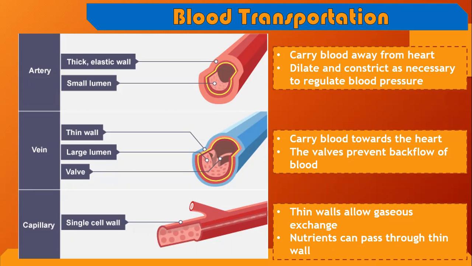The final vessel that you need to know about is the capillaries. These distribute blood within the organs. The very thin capillary walls allow for gaseous exchange. This means that gases and nutrients can pass through the thin walls to get to and away from the muscles as necessary.